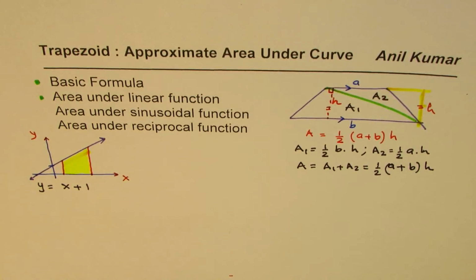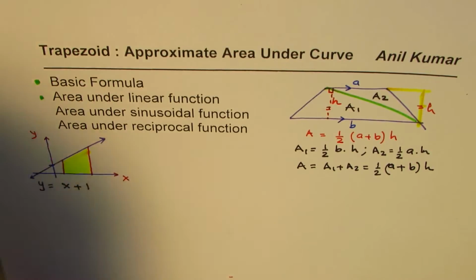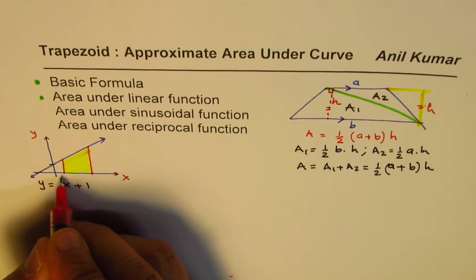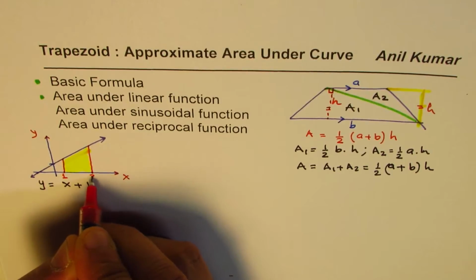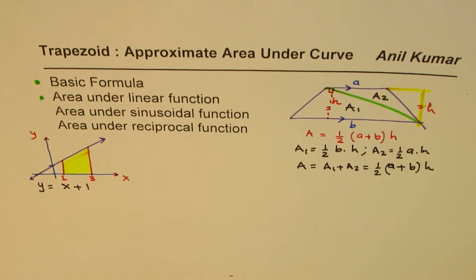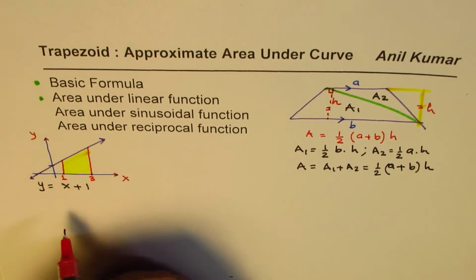It's also a curve; a straight line is a curve. Okay, no doubts about it. Let's say this point is at x equals 1, and we'll keep this as x equals 3, and we want to find the area of this shaded portion.